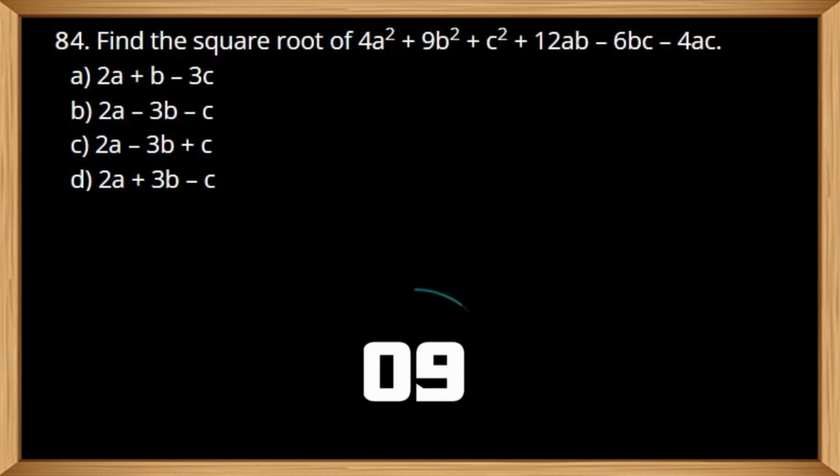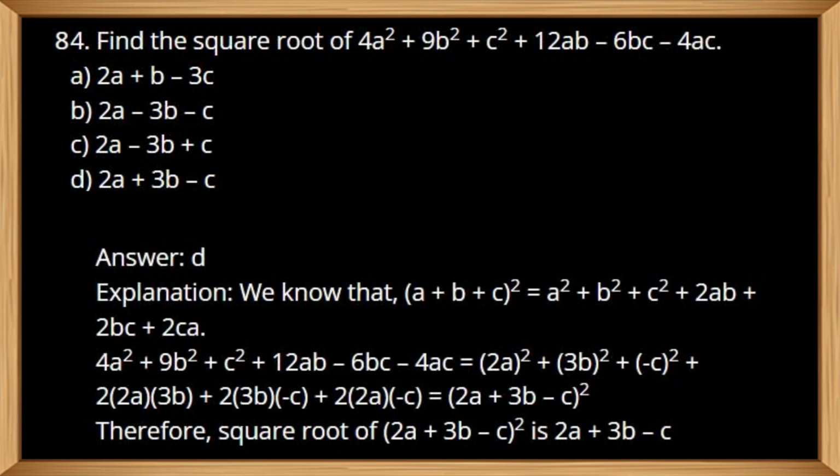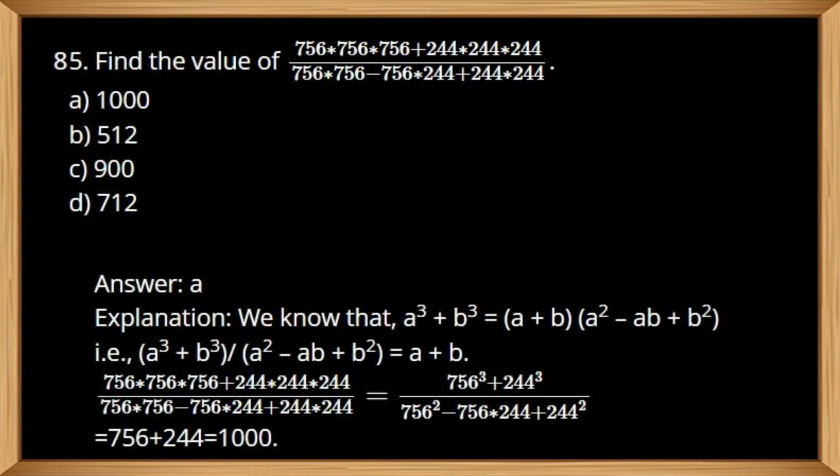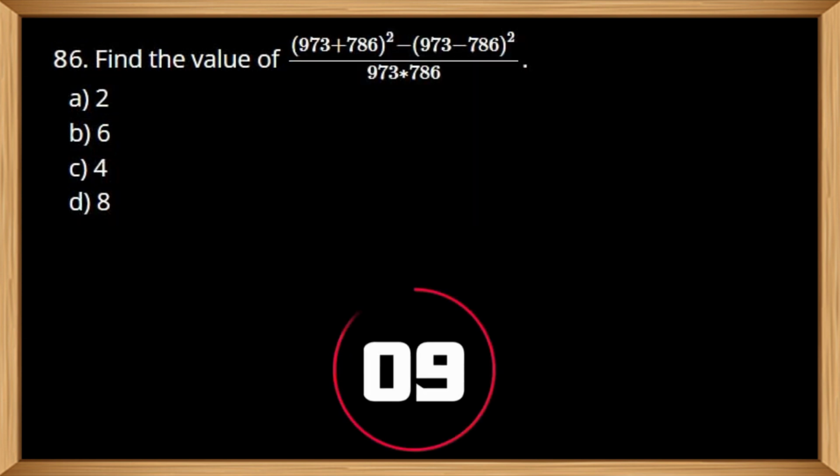Find the square root of this expression. Option D 2a plus 3b minus c. Find the value of this expression. Option A 1000. Find the value of this expression.